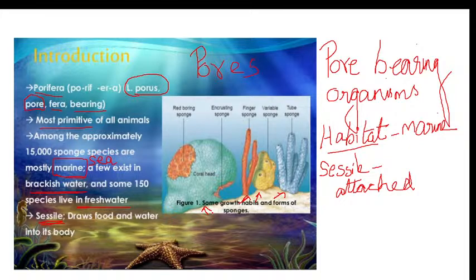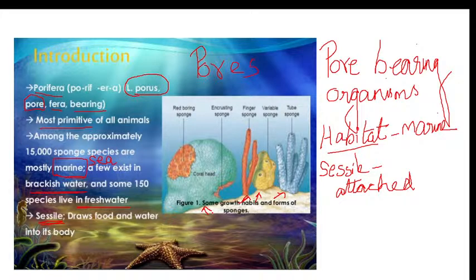ഏതെങ്കിലും ഒരു സർഫസിൽ അത് പറ്റി ഇരിക്കും. റോക്കിലോ തടിയിലോ ഒക്കെ they are found attached. These are some of the four characters. Let me tell you once more. The poriferans are pore-bearing organisms because they have large number of openings on its body.